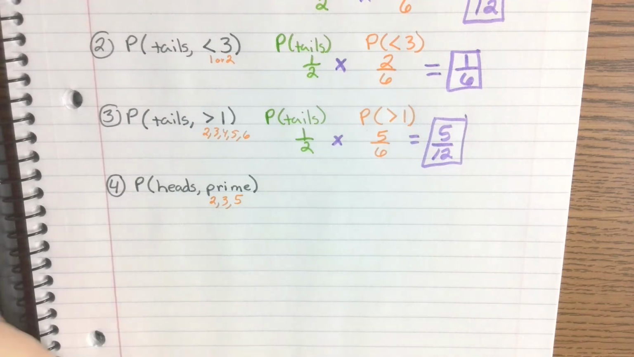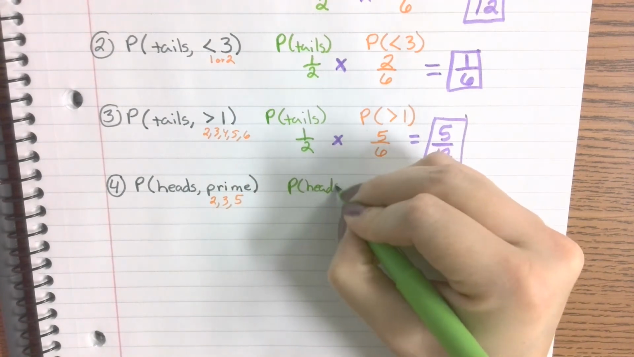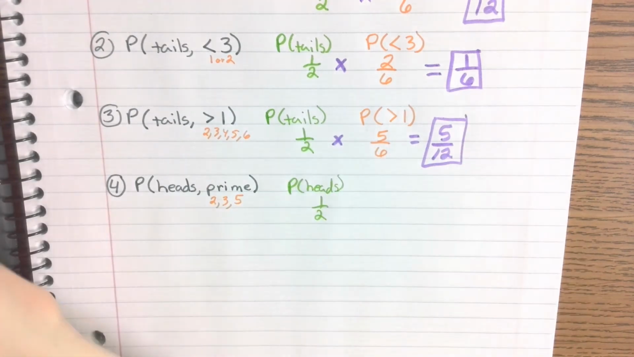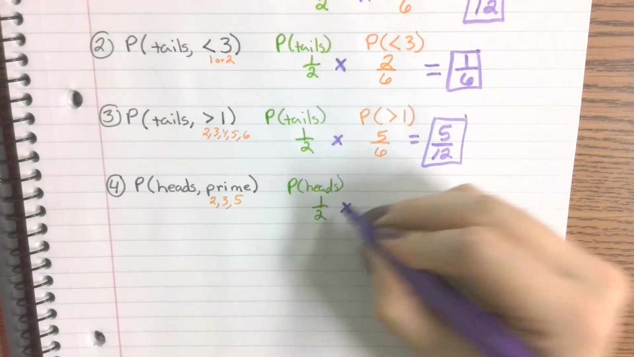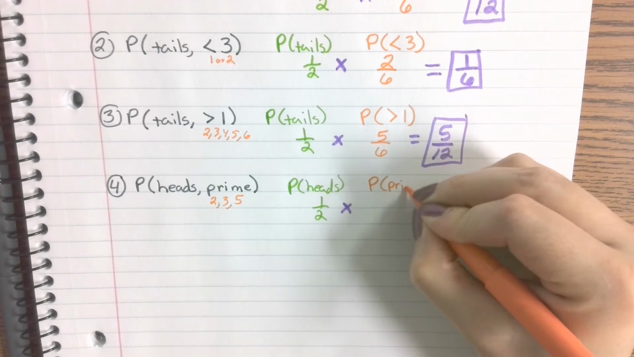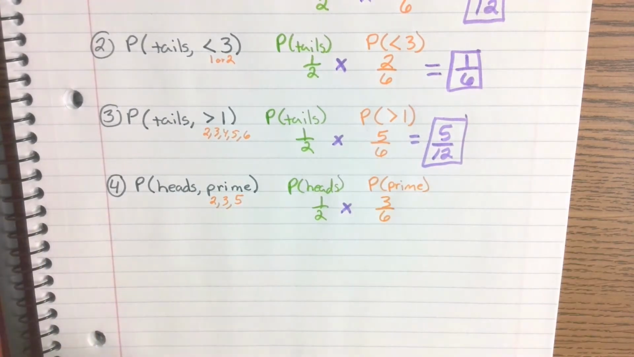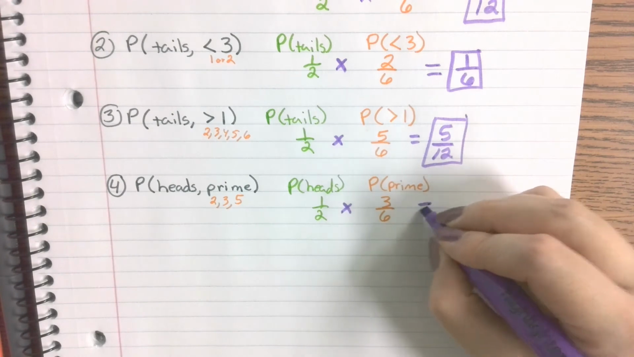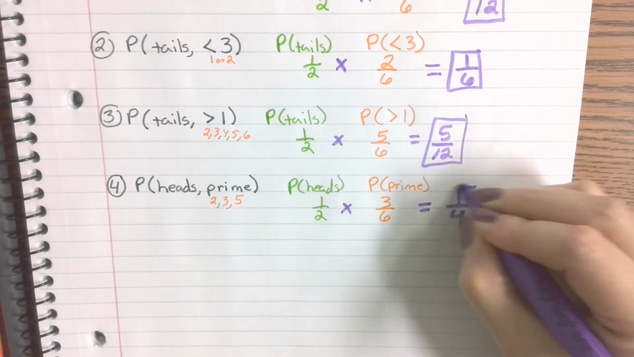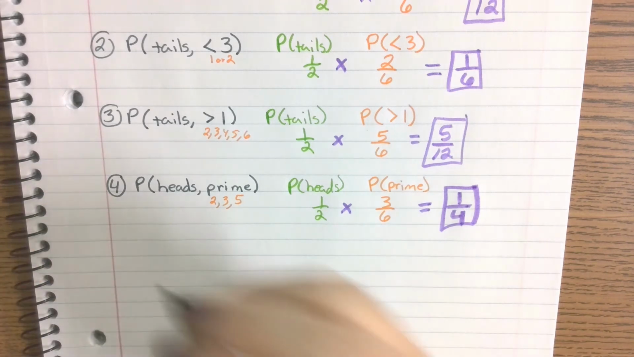Okay? So here we have the probability for the coin to land on heads, which is 1/2. And then we're multiplying it by the probability of a prime number, which is 3/6, or also 1/2. And that's going to equal 1/4. Okay? Now let's go ahead and start talking about dependent.